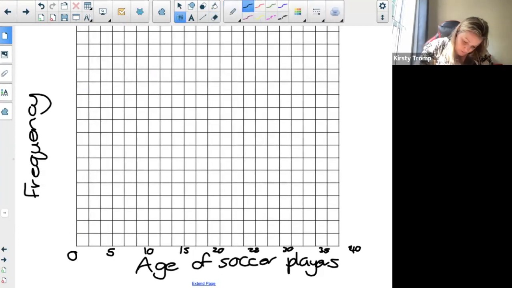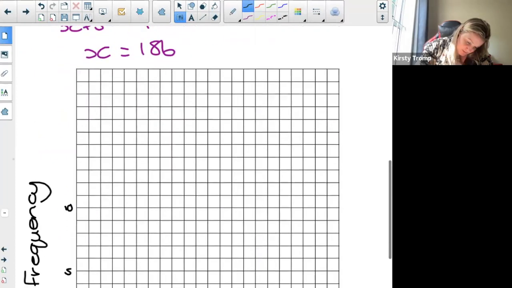In the excitement of wanting to plot: 1, 2, 3, 4, 5, 6, 7, 8, 9, 10, 11, 12, 13, 14, 15, 16, 17, 18, 19, 20, and we can go up. Okay, so I'm going to go up to 24 now. We can go up if we need it.